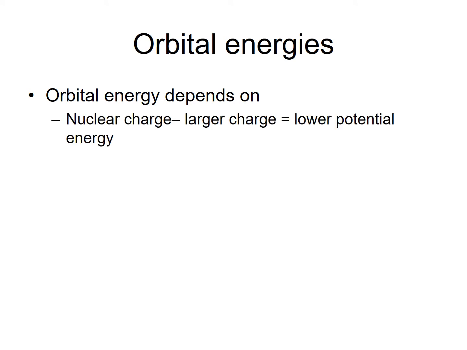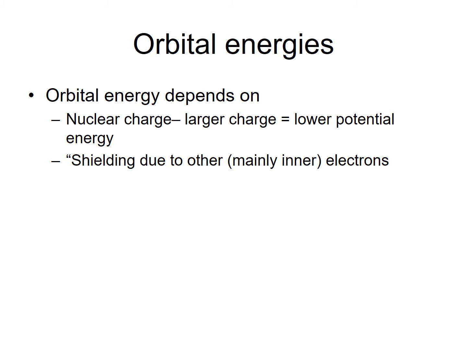I'm going to say something about the energies of orbitals. The energies of the different orbitals in an atom depend on a couple of things. First, they depend on the nuclear charge, and specifically the larger the charge, the lower the potential energy. And the lower the potential energy, the more tightly bound the orbital is to the nucleus, and the smaller it is. And it also depends on something called shielding.